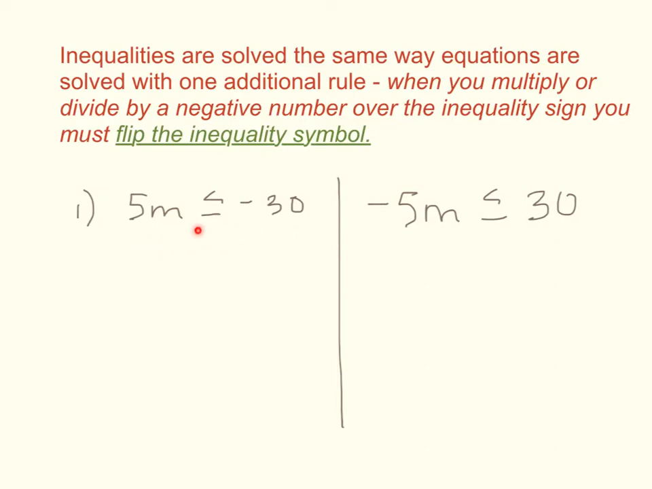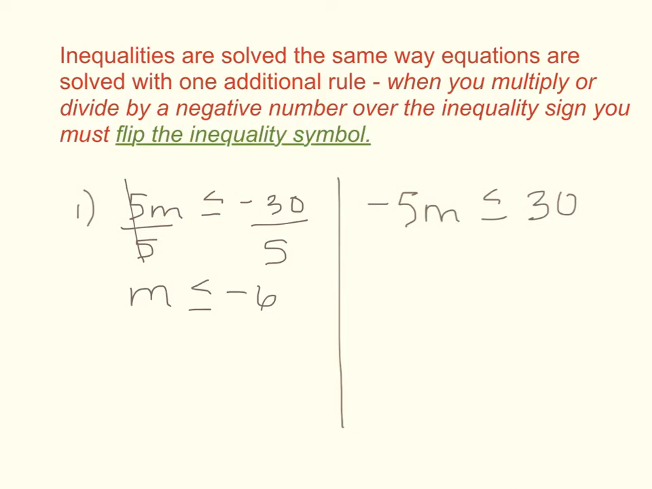On this particular problem right here, to get the m by itself, I'd need to use the inverse property to get rid of that 5. That's 5 times m, so I would use the inverse property and divide by a 5. Since the number that I am moving in this case happens to be a positive 5, I don't switch this sign. I realize that this 30 is negative, but that doesn't matter. The only number we look at is the number that's actually doing the moving. Therefore, my answer would be m is less than or equal to a negative 6.